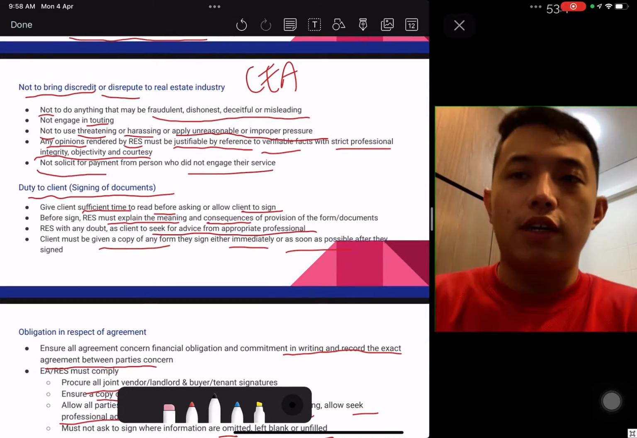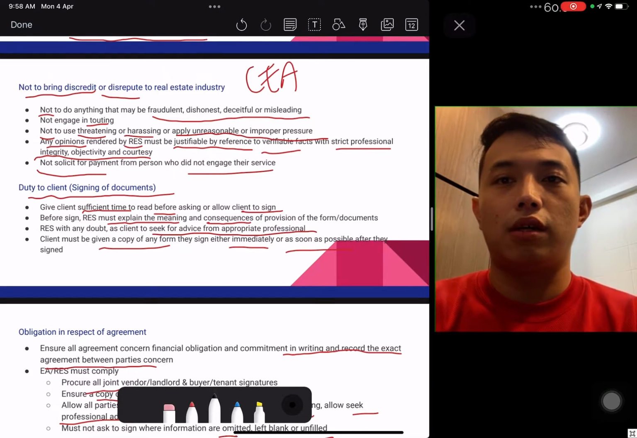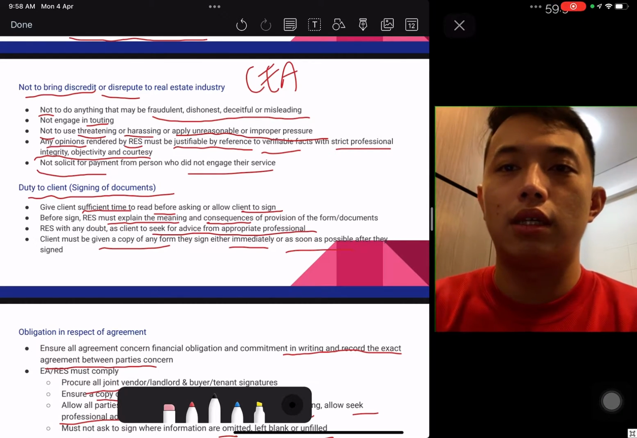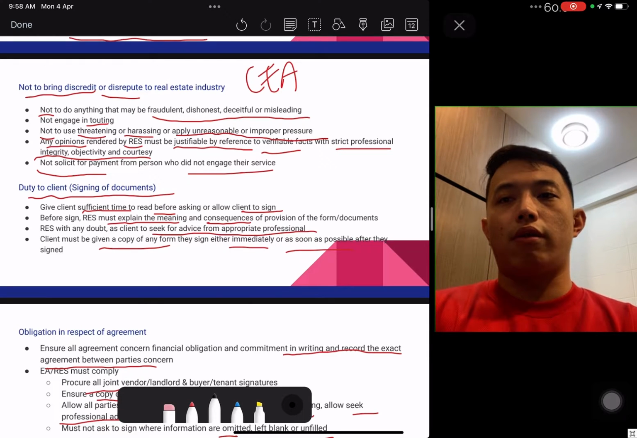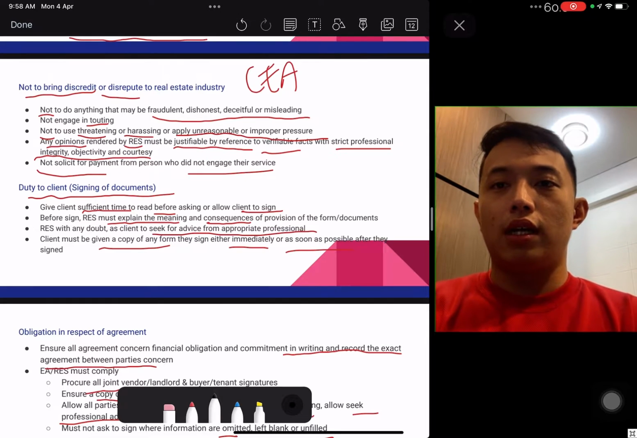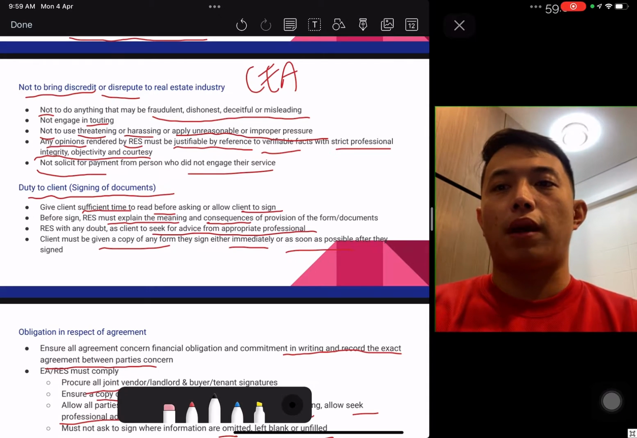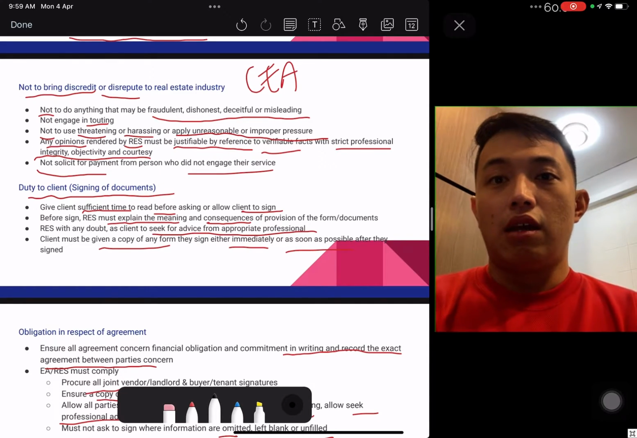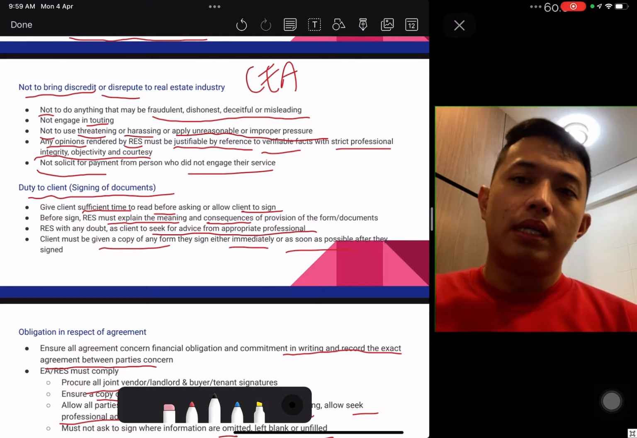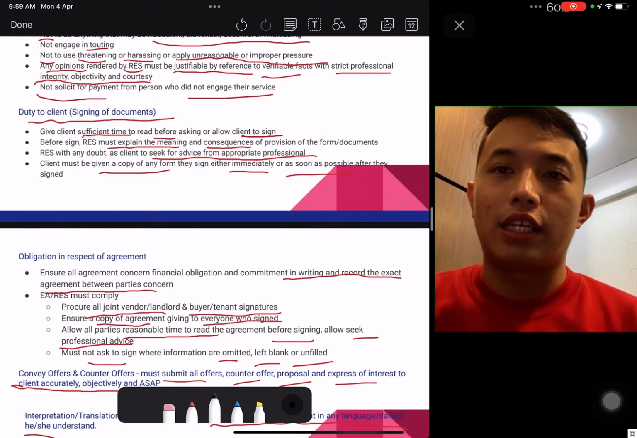So do not bring any discredit or disrepute to the industry. Do not do anything fraudulent, dishonorable, deceitful, or misleading. Do not engage in touting. Do not threaten, do not harass, and do not apply unreasonable pressure. Okay, this is quite straightforward. Any opinion that you give must be justifiable by reference to facts. It must not be fake facts, it must be real facts supported by documents. Do not solicit anyone for payment if you did not engage the service.